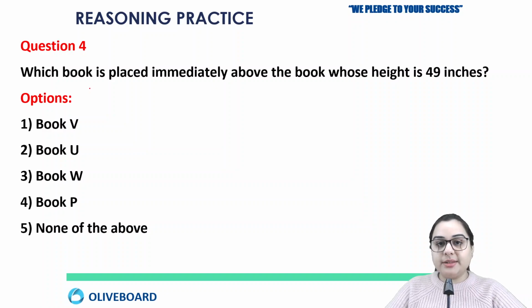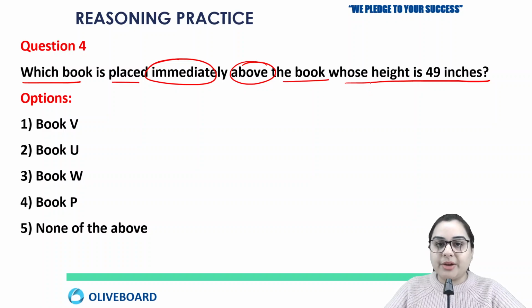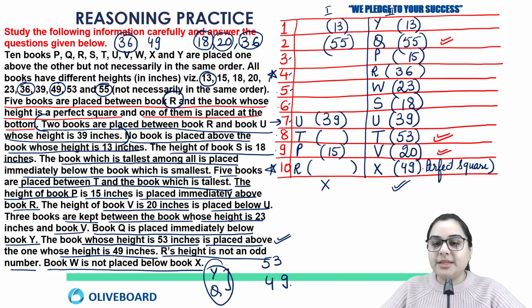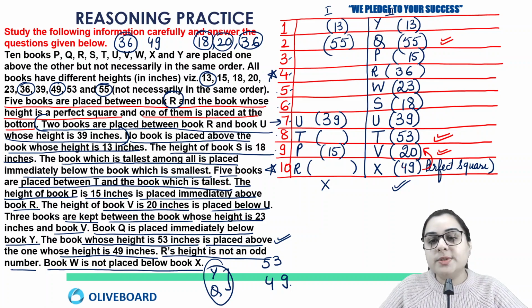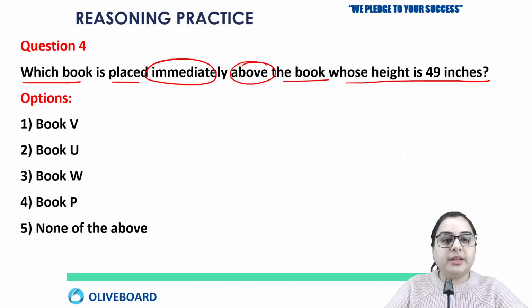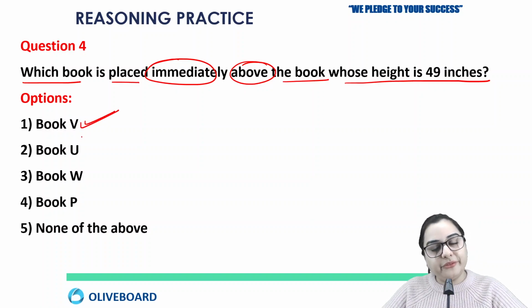Now understand this question well: which book is placed immediately above the book whose height is 49 inches? You have to check immediately above. Immediately above 49 inches, you can see the book V whose height is 20 inches. So it is V and 20. We have this V in our option, so the answer here will be option number 1.